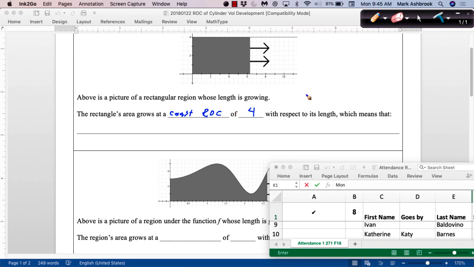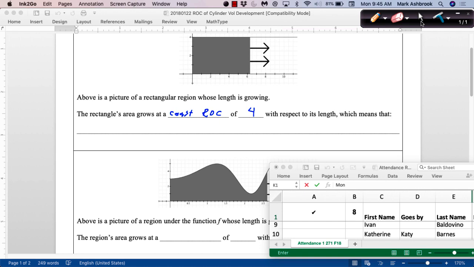Okay, here's the thing. So let's see if we've got it yet. What does that mean if it grows at a constant rate of change of 4 with respect to length? Ivan, you want to try? Still not sure about that. Okay, so yep, this is our journey. We're going to learn this by the end of the semester, but hopefully sooner. Evelyn, what do you think? For every change in x, the length increases by 4.